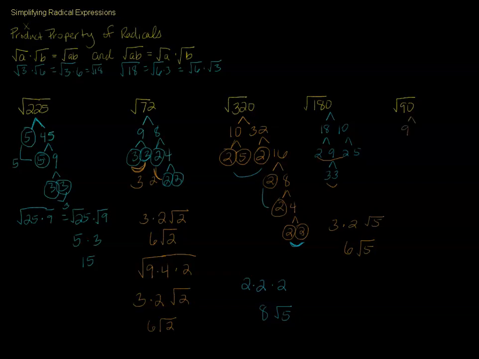Okay, so we have 9 and 10, 3 and 3, 2 and 5. We have a pair of 3's. Okay, now we have no other 2 and we have no other 5. So we're going to multiply those together, and that's our answer. So if you're left with 2 lone numbers or 3 lone numbers, multiply those together, and that stays on the inside of the radical.